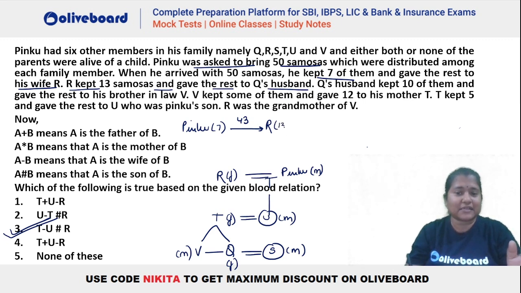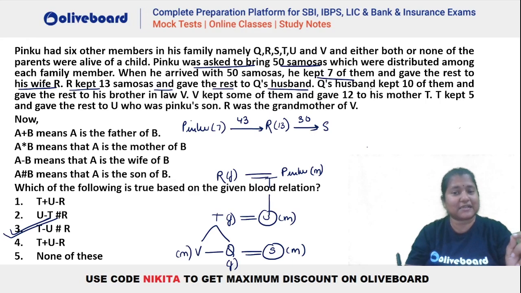R kept 13 samosas here. So out of 43, she is taking 13 samosas. That means she is passing now 30 samosas. So she kept 13 samosas and gave the rest to Q's husband. Who is Q's husband? That is your V, right? Sorry, S. So that means he gave the rest to S here. Okay, so S got it.